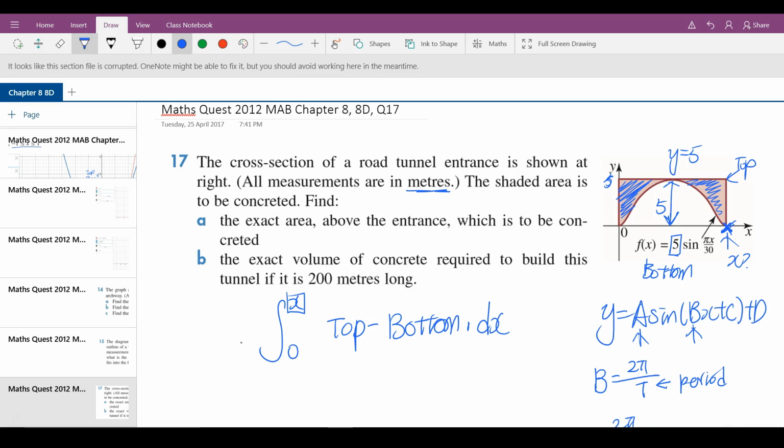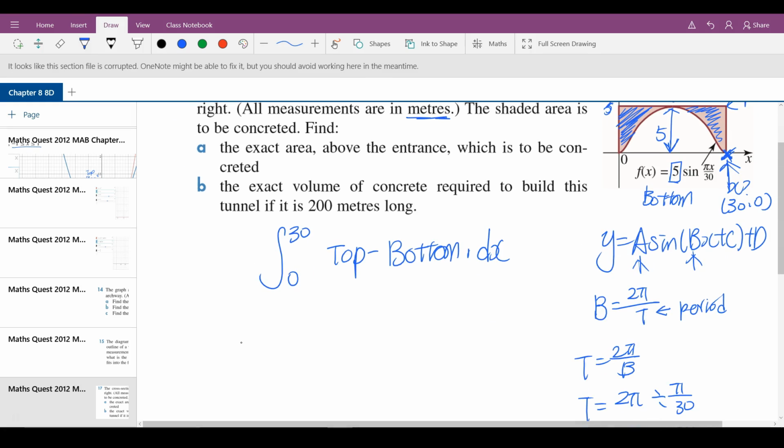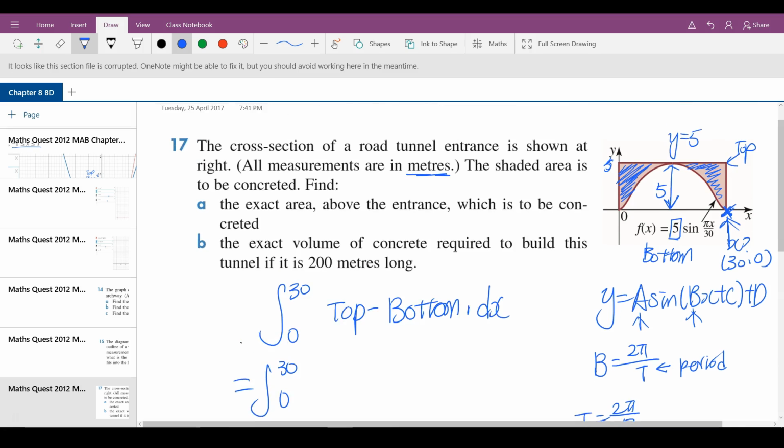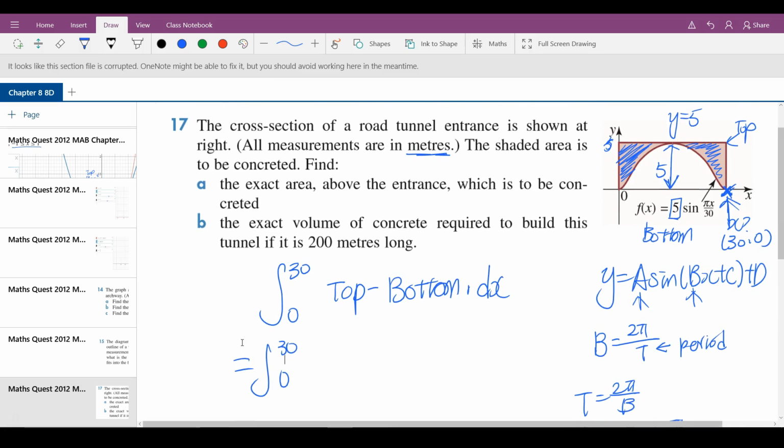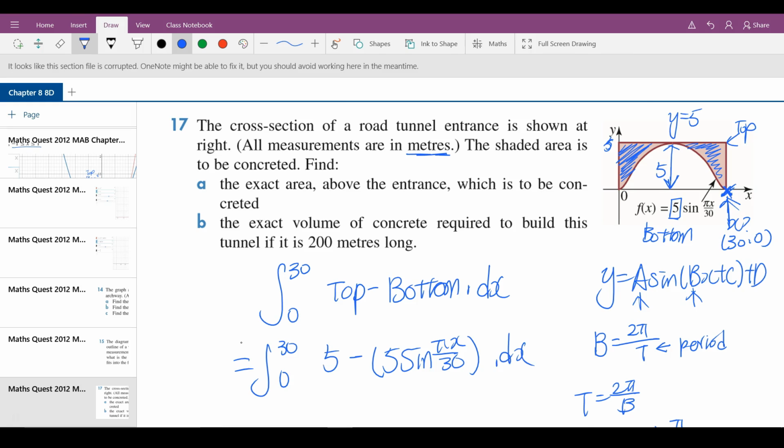Therefore, this coordinate must be 30, 0. Now we've found that, which is 30, so we can put it on here and start integrating. From 0 to 30. Now top, remember, is the y equals 5 function, that line there. So it's 5 minus the bottom function, 5 sine pi x over 30, integrated with respect to x.